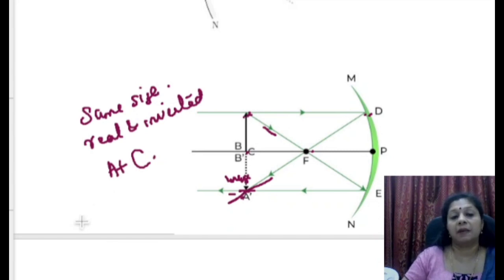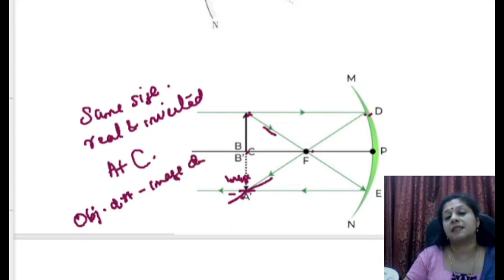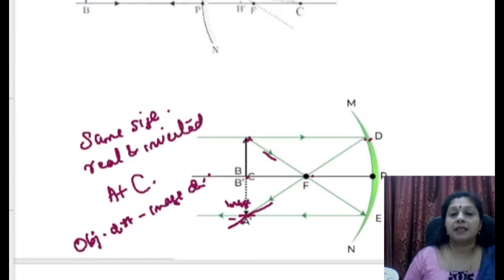So this is the only place where object distance and image distance are the same. Okay, what is the next position? You can imagine it is between C and F.